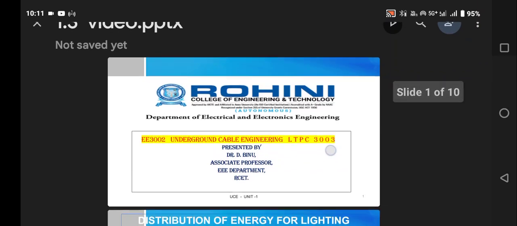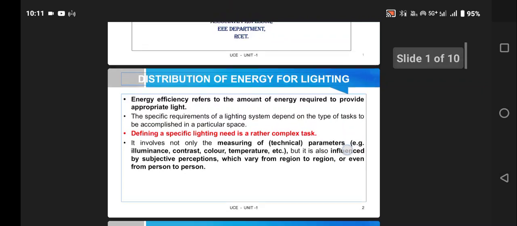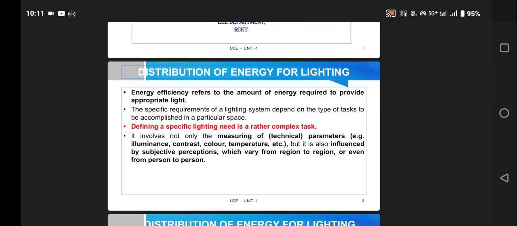I'm Dr. Binu. In the underground cable engineering subject, the third topic in the first unit is distribution of energy for lighting. Energy efficiency refers to the amount of energy required to provide appropriate light.